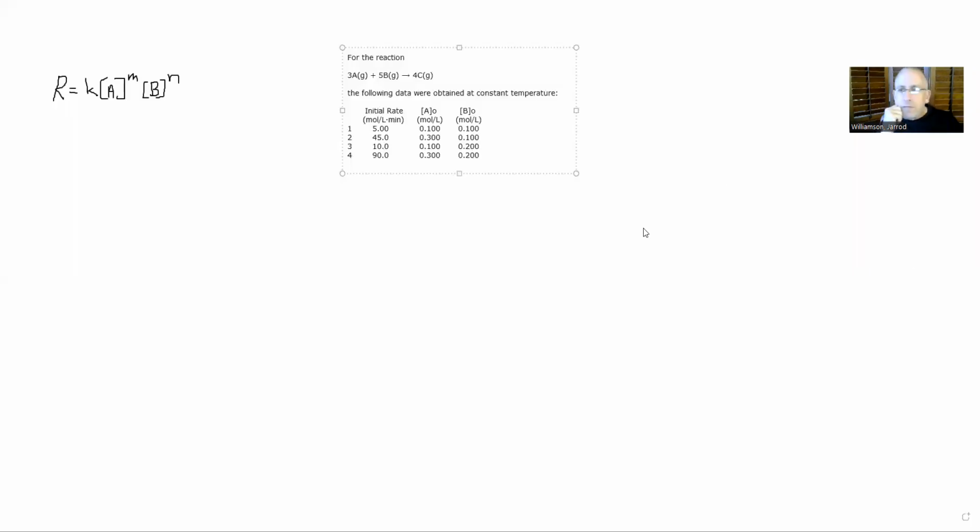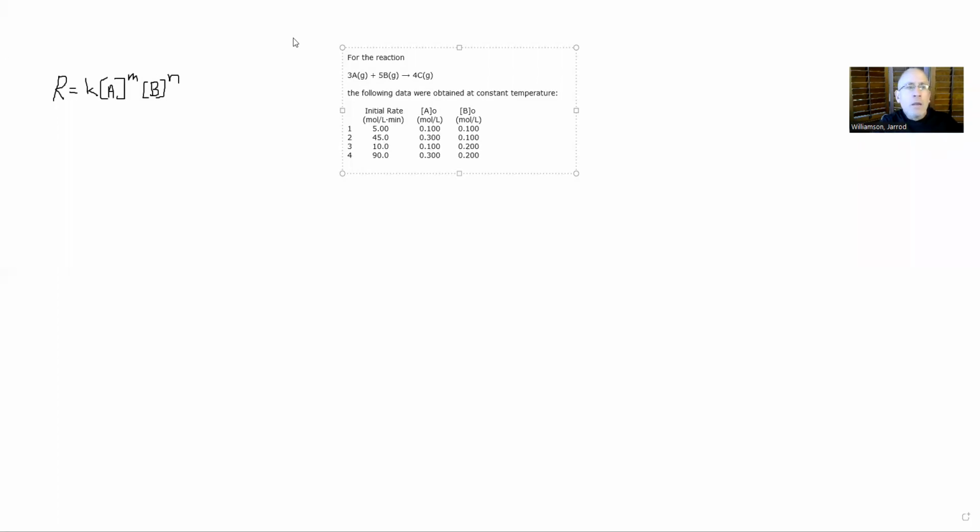Okay, this is Dr. Williamson, and I'm going to do this particular problem where we determine the rate law for this particular reaction. It says, for the reaction 3A plus 5B goes to 4C, it doesn't matter what the chemical reactants are, we want to determine the rate law.